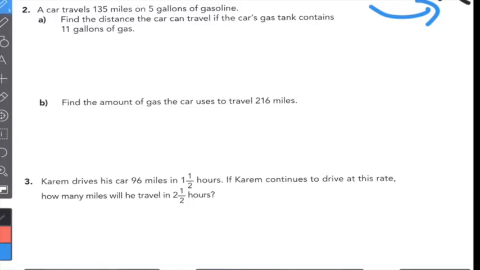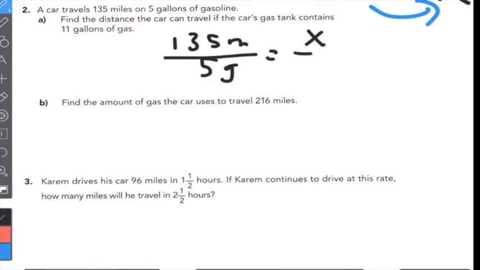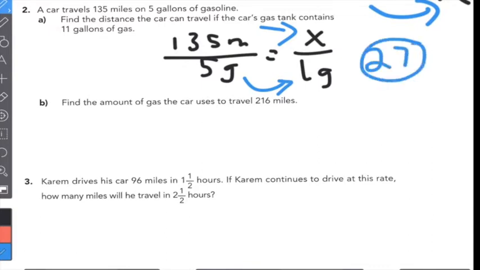So we have 135 miles for 5 gallons will equal, I don't know how many miles per 1 gallon. Remember, unit rate is 1. So I say to myself, how did I get there? I divide by 5. So 135 divided by 5 is 27. So we have 27, but that's 27 miles per 1 gallon. That's our unit rate. So now we need to use that unit rate.